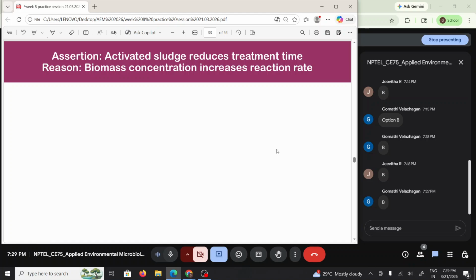Okay, next is the assertion and reason question. The assertion is activated sludge reduces the treatment time. The reason is the biomass concentration increases the reaction rate. You have to tell which of the statements is true. If either of them is true or false, you have to just mention.